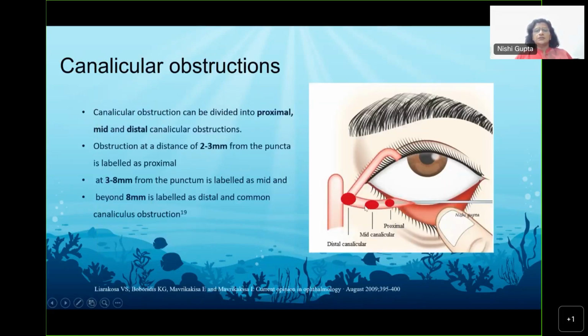So proximal obstruction is one that lies 2 to 3 millimeter from the punctum. The mid-canalicular obstruction lies at 3 to 8 millimeter from the punctum. And beyond 8 millimeter is considered distal canalicular block. This canalicular block is treated by trephination, and the success in distal canalicular block is highest because we have to only canalize this segment. If there is an obstruction here and we start from the lower punctum and put a trephine, then this segment is likely to be lost, creating a false passage. So this is important from the management point of view.